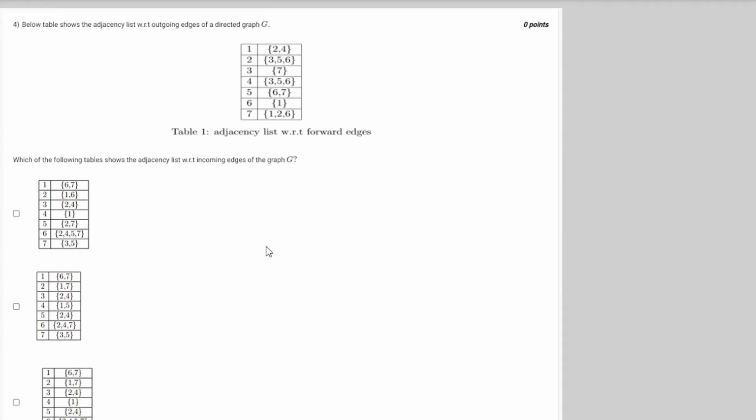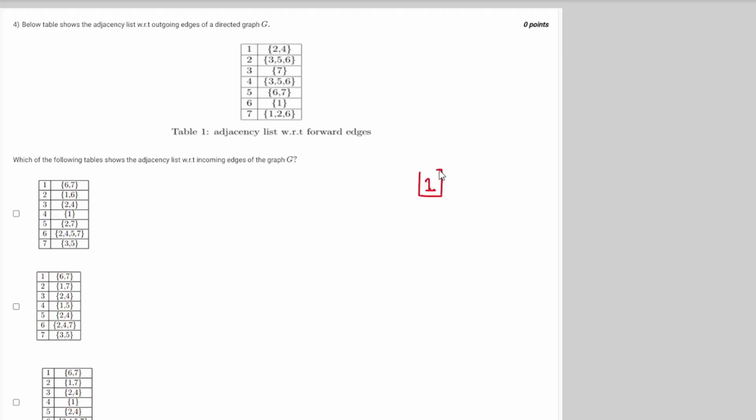So question number 4 asks about the adjacency list with respect to incoming edges of the graph G, where the forward edges are given in the adjacency list, and we have to find the adjacency list for incoming edges. So first we will draw the graph for it.